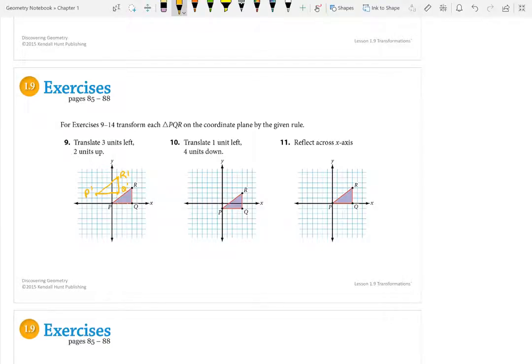Next, translate 1 left, 4 down. So 1 left, 2, 3, 4. There's R prime. 1 left, 1, 2, 3, 4. Q prime. 1 left, 1, 2, 3, 4. P prime, and then just connect them like that. Great. Then reflect across the x-axis. Everything that's on the x-axis, like P and Q, is just going to stay there. And then R is 1, 2, 3 away. So 1, 2, 3. There's R prime. And boom, there you go. That's the reflection across the x-axis.